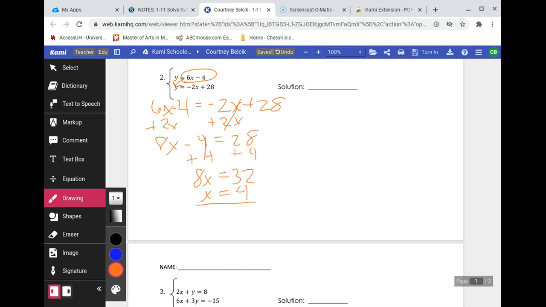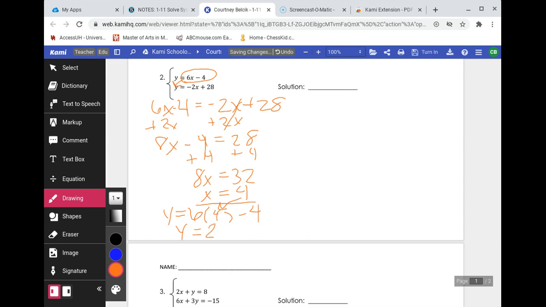So there's one value in my ordered pair. My next step, because I did step 3, I solved for x. My next step is to substitute the value from step 3, so x equals 4, into either of the original equations. So go back and look at the original equations. I noticed that the first equation looks a little bit nicer than the second equation. So I'm going to go ahead and put 4 in place of x there. So I have y equals 6 times x, but x is now 4, minus 4.